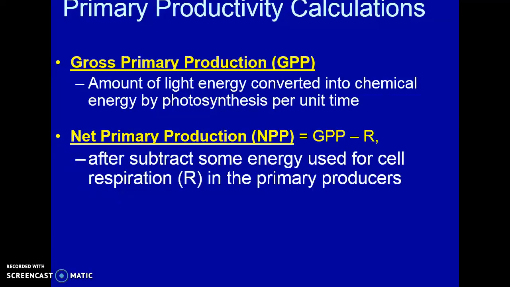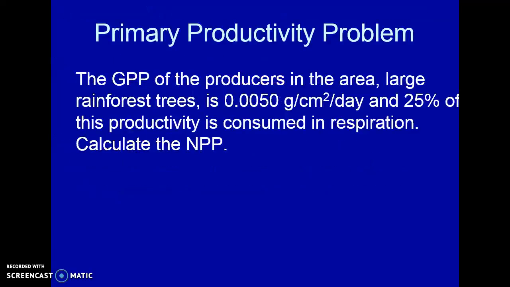Let's do a practice calculation. All right, the GPP of producers in an area, which is a large rainforest, is 0.00 grams per centimeter squared per day. All right, so they have a little quadrant that they're measuring, and they measured the biomass, which is the dry weight. And they know that 25% of this productivity was consumed in cellular respiration. That's just something that they know from this word problem. That's not always the case. Then the problem asks for us to calculate the NPP.